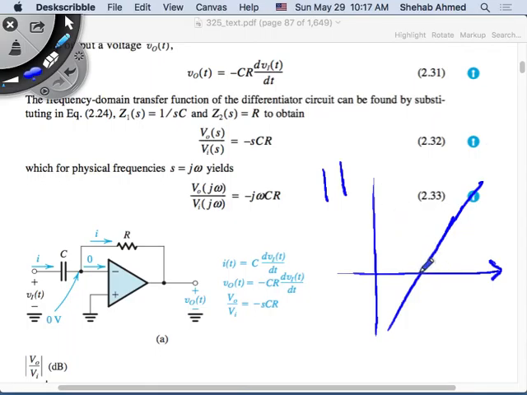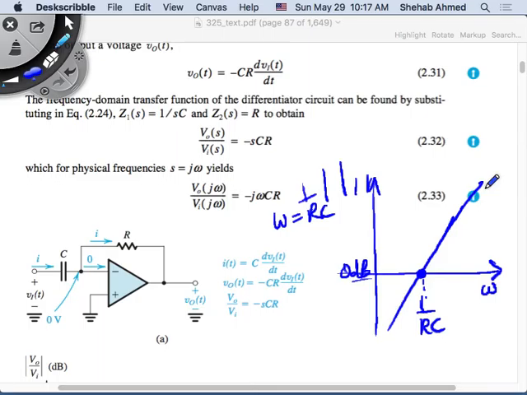Where does this straight line cross 0? So when the magnitude is 1, when will the magnitude be 1? At omega equal to 1 over RC, right? So at 1 over RC, the magnitude in dB becomes 1, meaning I have 0 dB here. At omega greater than 1 over RC, the magnitude increases. At omega equal to infinity, this magnitude becomes infinity.